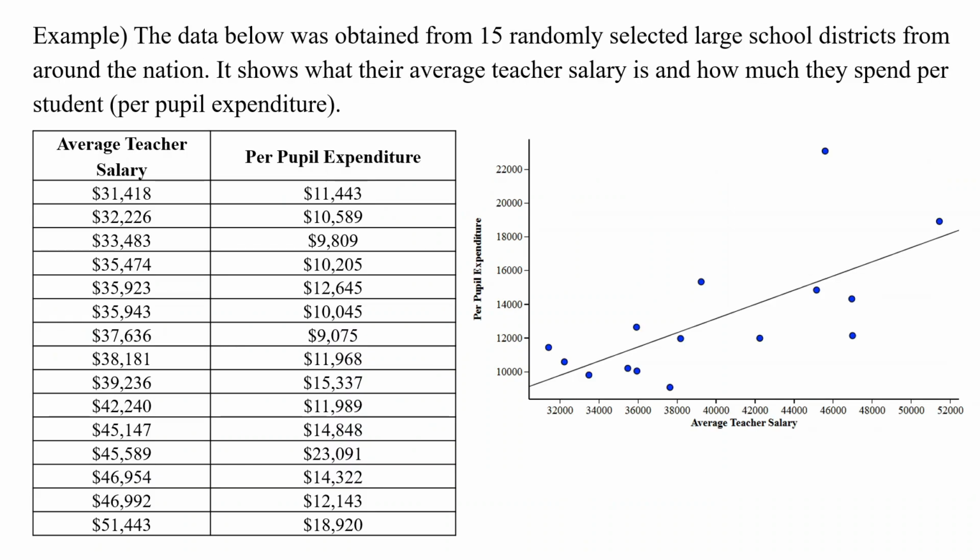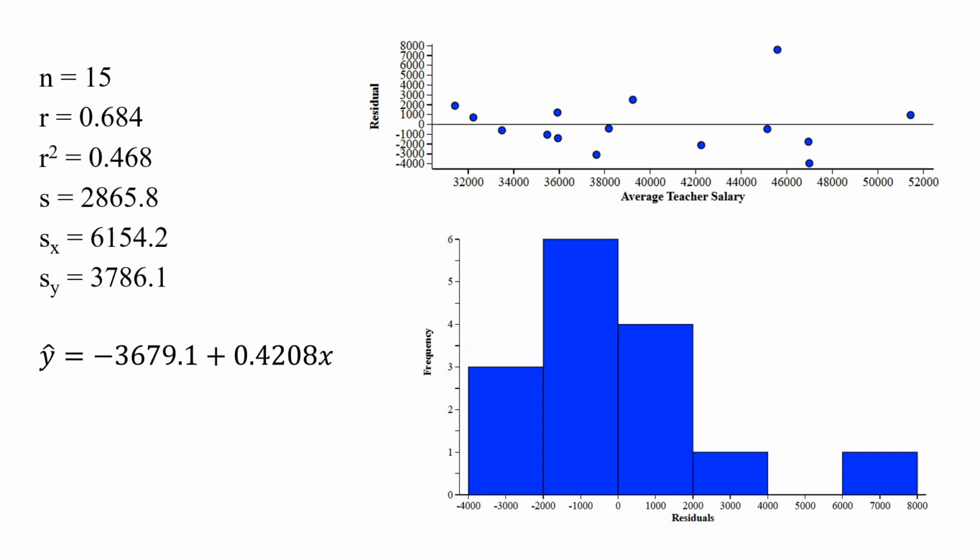So here's the example, and let's go through the data we're given. It says the data below was obtained from 15 randomly selected large school districts from around the nation. It shows what their average teacher salary is and how much they spend per student, or what's called their per pupil expenditure. The data is actually in table form. We have it right there. And we can see that a scatter plot was already created for us with a least squares regression line going through it. The next pieces of information we're given is all of this, what's called summary data.